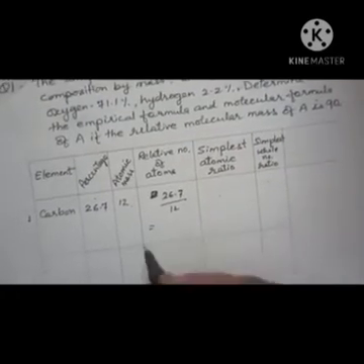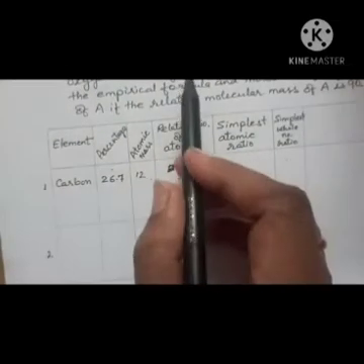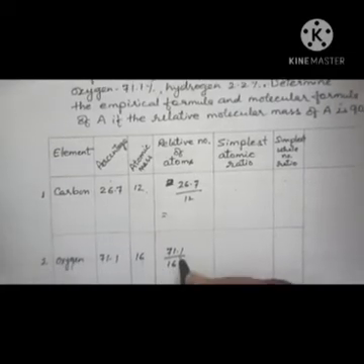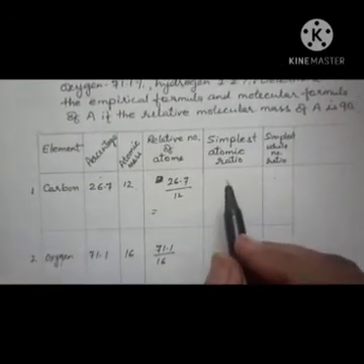Okay, in the same way you will write the second element here. The second element is oxygen. So you write down oxygen here. The percentage given is 71.1, and you know the atomic mass of oxygen is 16. So how will you find out the relative number of atoms? 71.1 divided by 16.